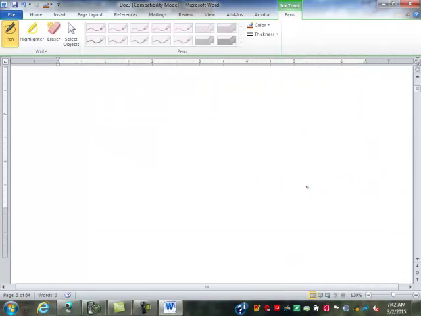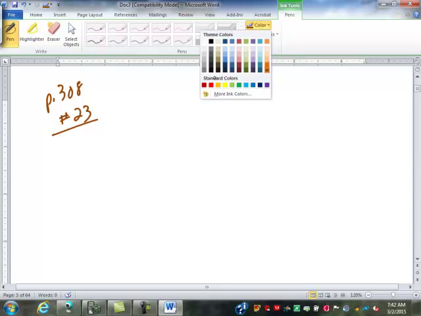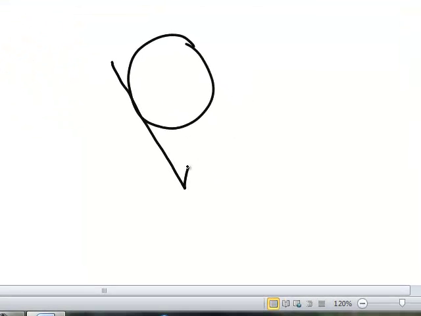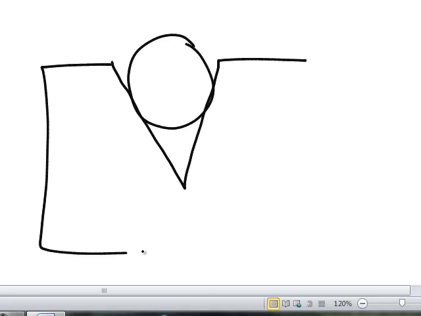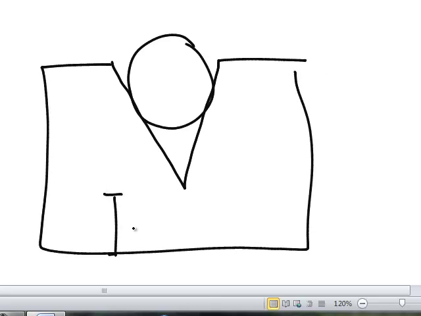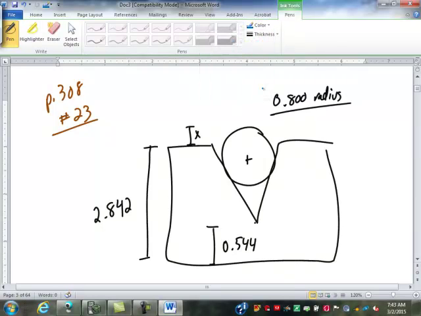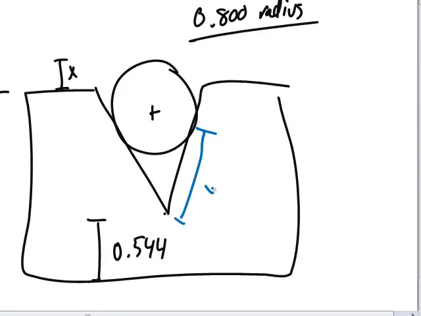Okay, so by popular demand, we're going to look at question 23, page 308, which is a V-block question. Okay, so what we have here is this is 0.544 inches to the bottom of the V. Full height of the block, 2.842. This is our X. And we have a 0.800 radius. This is the dimension we're looking for.